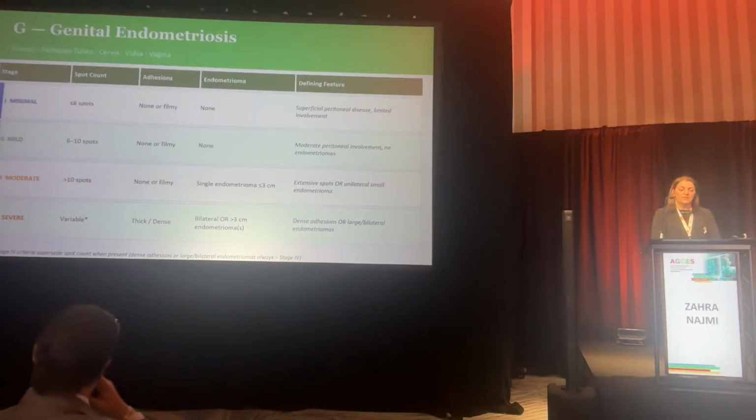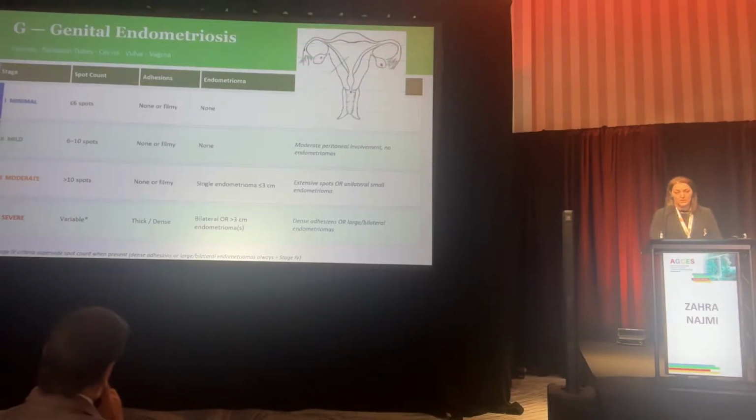And also evaluate the adhesions. So it will be staged from 1, 2, 3, 4. Minimal stage 1 could be considered for patients who have involvement of fewer than 6 spots of endometriosis with no adhesions, or at least filmy adhesions, and no endometriomas.